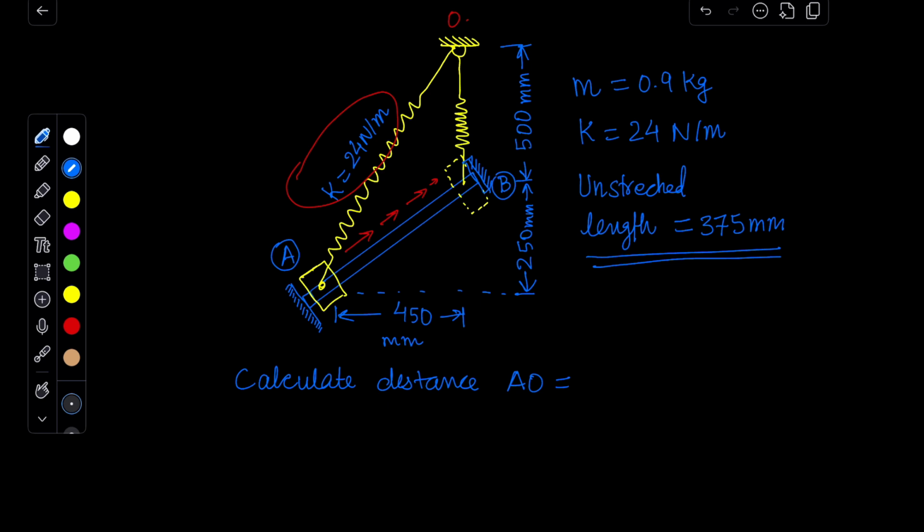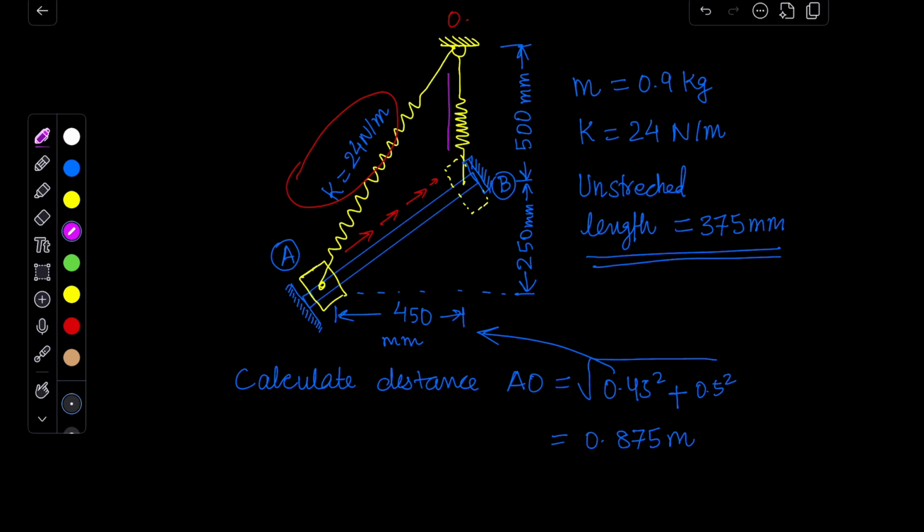Now, what is important here, the unstretched length of the spring is 375 millimeter. So it means that at rest position, the actual or real length of the spring is 375 millimeter. To make our calculation easier, we will calculate the length from A to O. It means that at rest condition, at position A, what will be the total length of this spring?